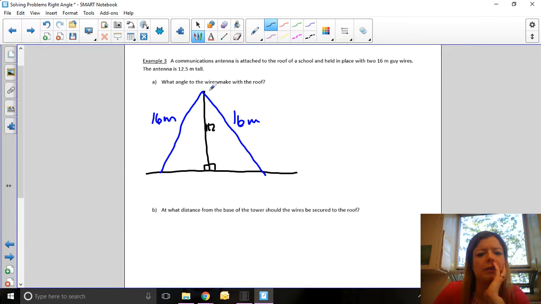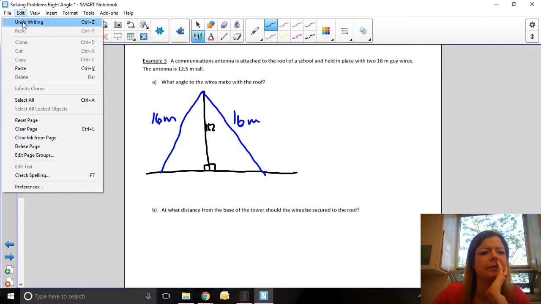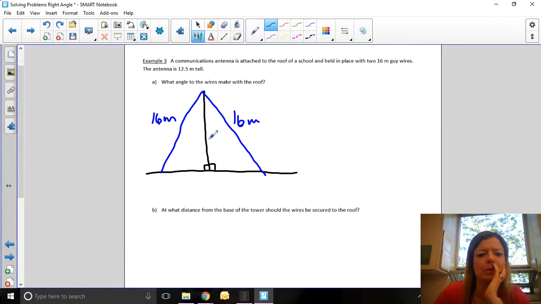So 12.5 meters tall. Okay, this antenna. At what angle do the wires make with the roof? Okay, so here's the wires, here's the roof, so it's this angle we're trying to find. So it will be the same angle in both cases because you can see this is an isosceles triangle. So this angle and this angle will be the same. So we only need to find one of them. So this is the angle we want.